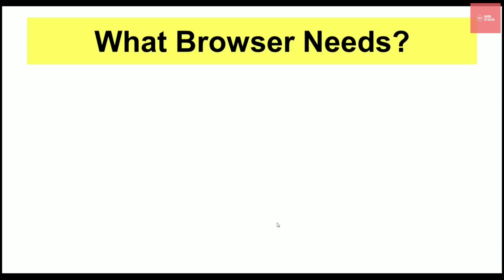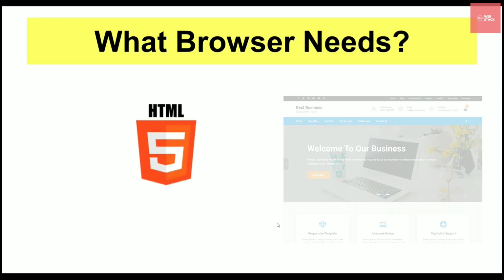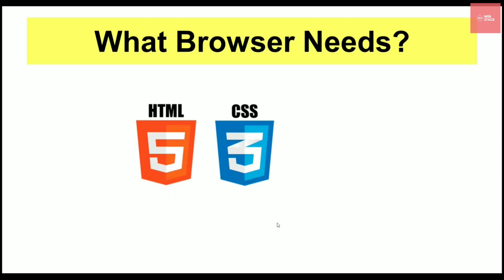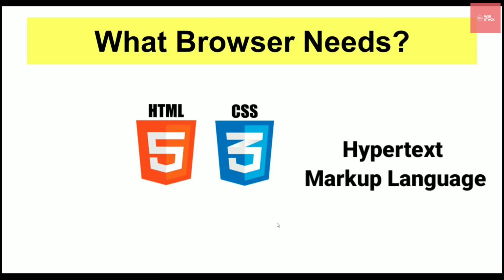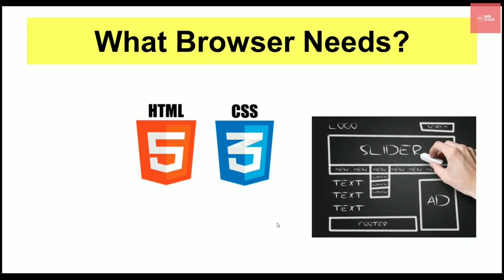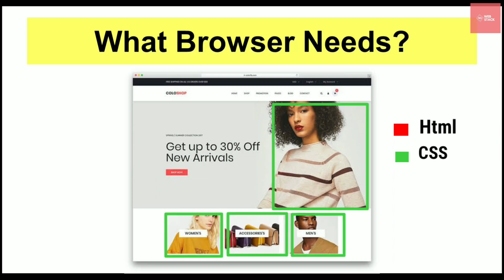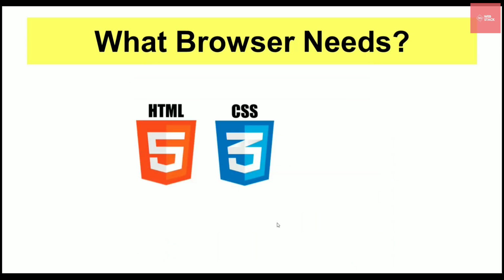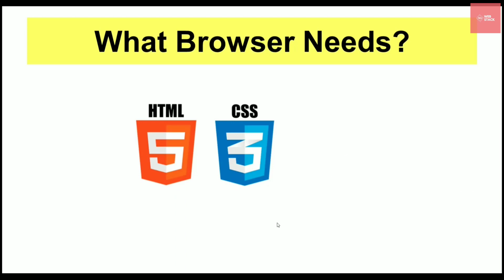Now let's start by looking at what a browser actually needs. Whenever you look at any website on the browser, it's nothing but HTML and CSS. HTML, as we have already studied, stands for Hypertext Markup Language, and it is responsible for all the structure of your website. Whatever content you are looking at, the buttons, the forms, everything is made by HTML. And the colors, borders and stylings, whatever you see, is given by CSS, which stands for Cascading Style Sheets. So this is all you need to make a basic website.